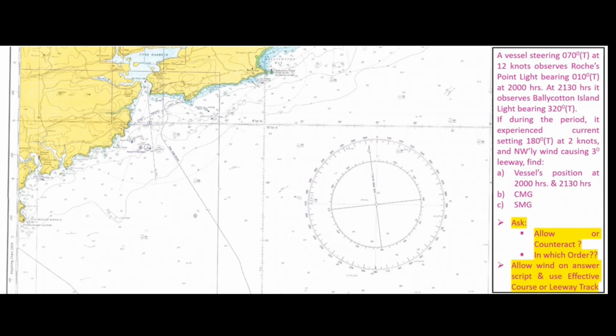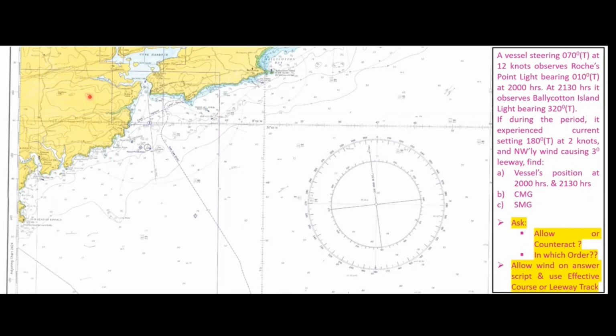Wind, as explained earlier, can be allowed for on the answer sheet. As seen when we had the wind problem earlier, we got an effective track of 073 degrees true. So in this case also, when you allow for the northwesterly wind, the leeway track shall automatically be 073 degrees true.